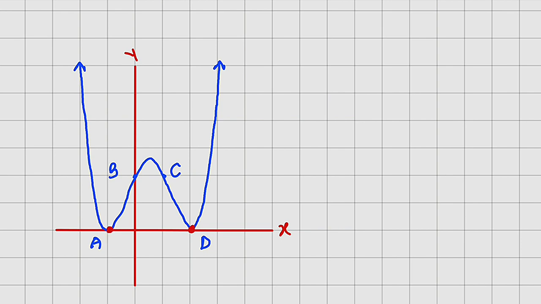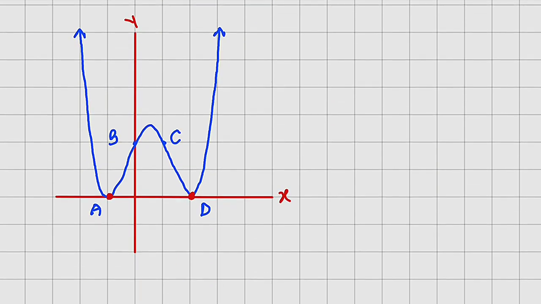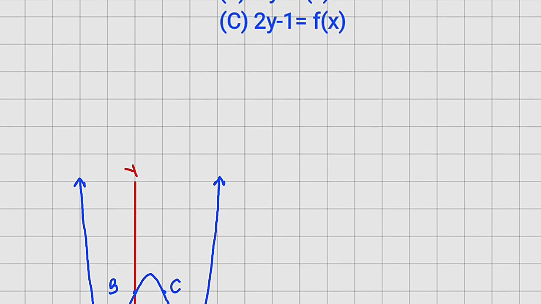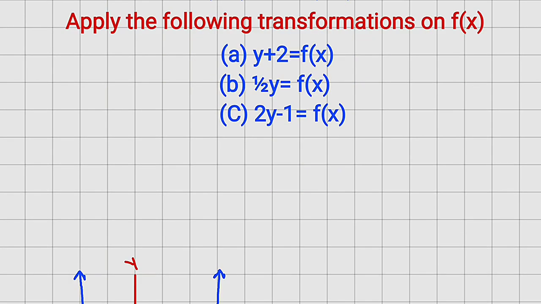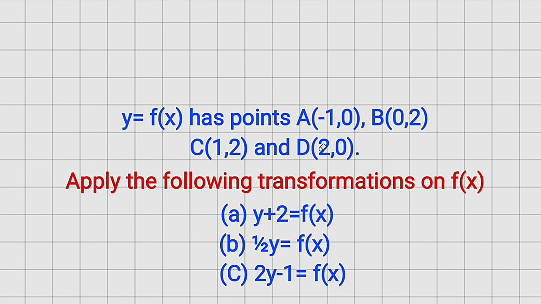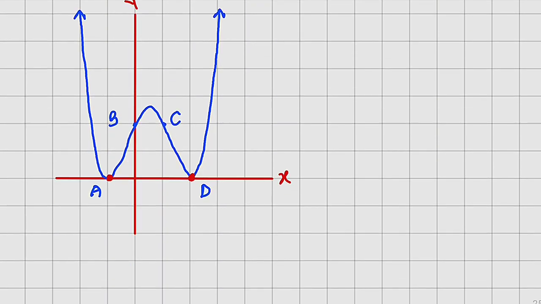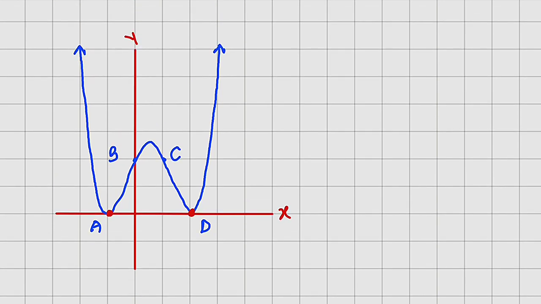That is the x-intercept. Then we have B to be 0, 2, where x is 0 is here and y is 2 here, right? So we have a point here. Then second to last, we have C, which has coordinate 1, 2, where x is 1. You can see this is where x is 1 and y is 2. We have a point here. And lastly, we have 2, 0, for which x is 2, but y is 0. So these are the points I have connected to form this graph.